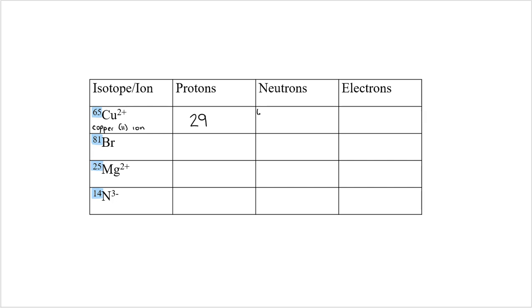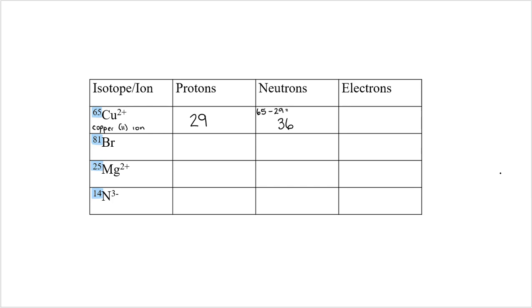The mass number of 65 minus the number of protons gives you the number of neutrons. 65 minus 29 gives you a number of neutrons of 36. Electrons, you've got to be a little bit careful. In a neutral atom, protons and electrons are equivalent. So if this were neutral, it would have 29 electrons.